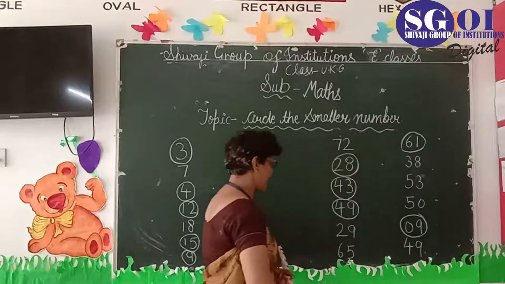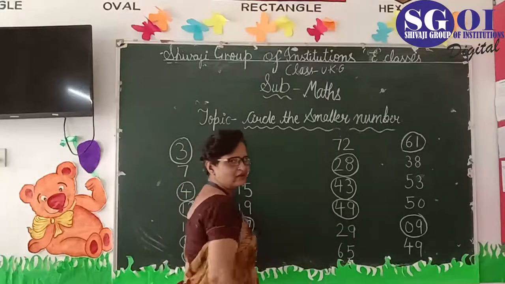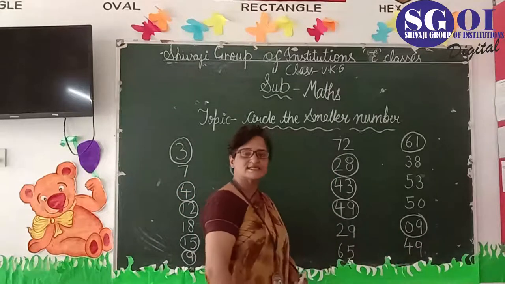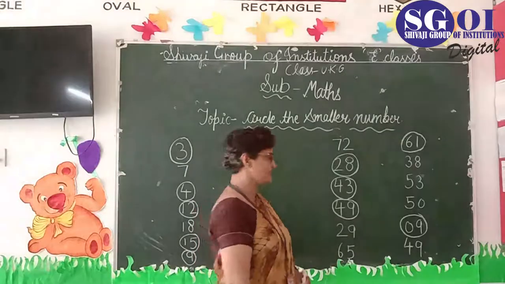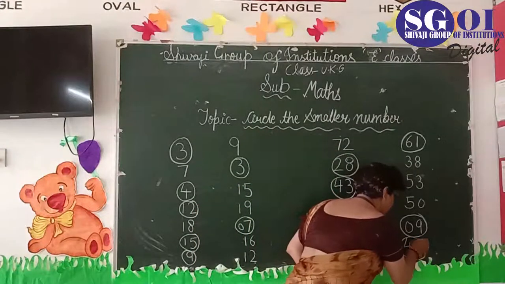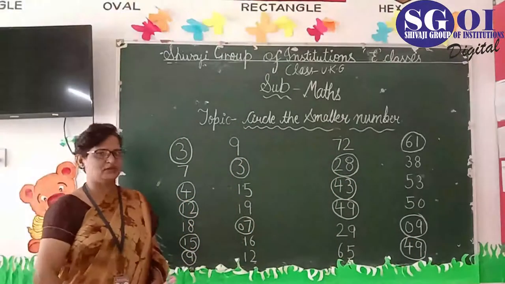Okay. And the last number is 65 and 49. So which one is smaller? 49. So you all have to circle 49. Okay. I hope you all have understood the smaller number.